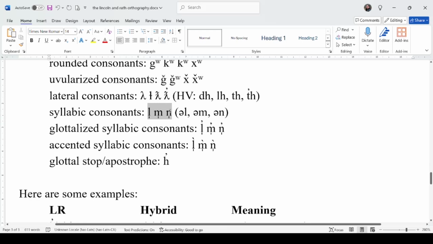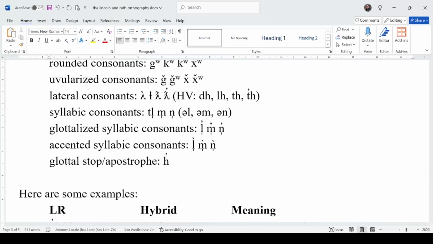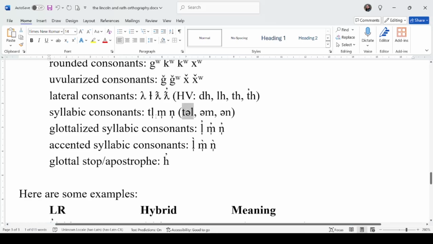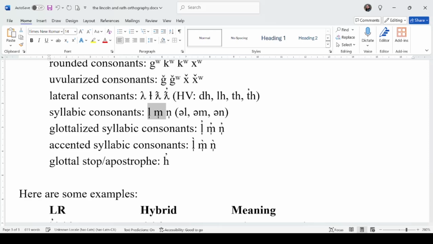This can be a little bit problematic because if you have another consonant after it, like say for example a T, then you have an L, or actually in front, if you have it in front, then you have T, and then you have an L with a little dash underneath it. If you compare that to this, where we have a T and then a schwa and an L, this schwa helps visually break up those consonants. But this is the way that Lincoln and Rath represent the syllabic consonants. Whereas in later orthographies, you would see a regular E in place of the little dash underneath each of these consonants.